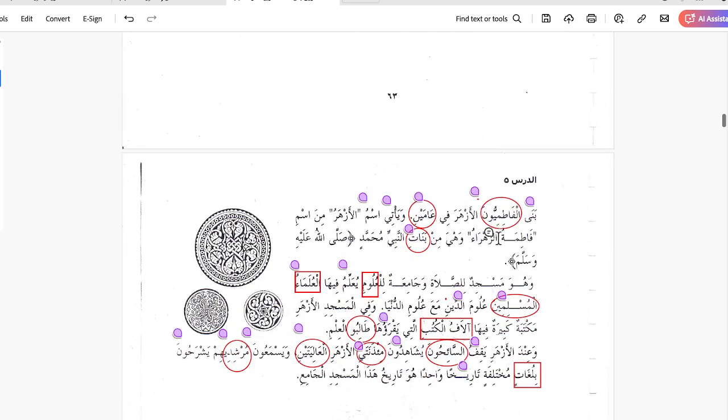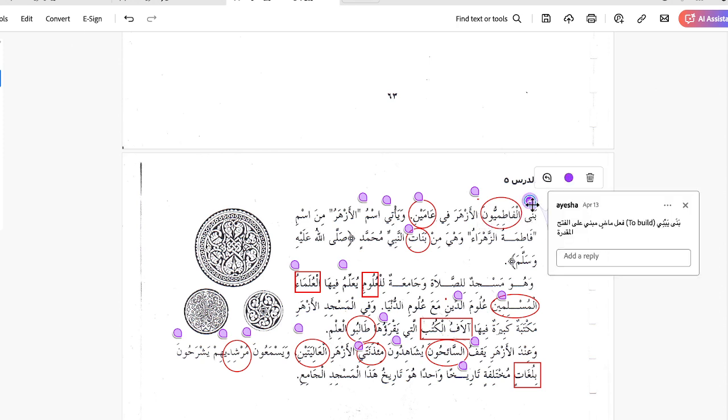Bana al Fatimiyuna al Azhara fi amaini. Fatimids, they built Al Azhar Mosque in 2 years. So Fatimiyuna, this is the Jama Muzakkar Salim. We see Una here, and because Fatimiyuna, they are coming as a file, we have to use Una form, the Marfu form. So Bana is the fail, Bana Yabna. So Bana is fail madin, the past tense.